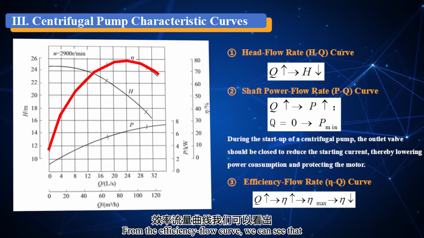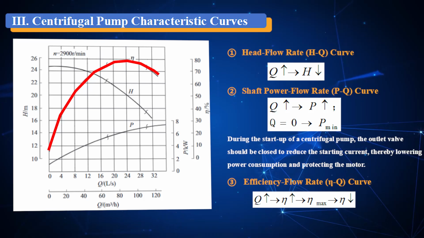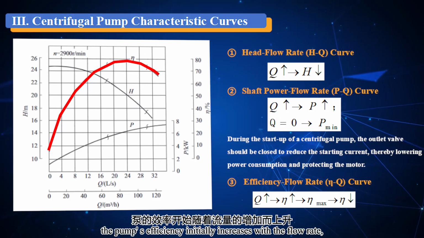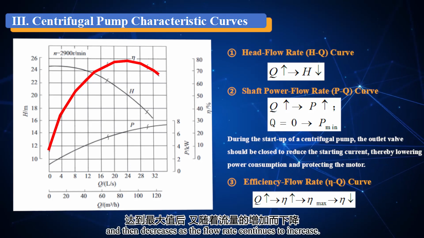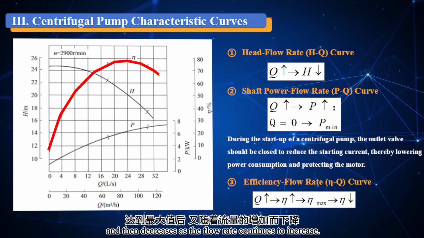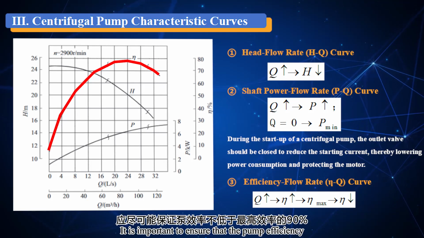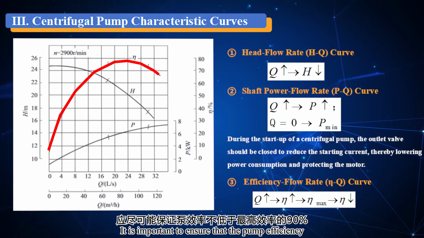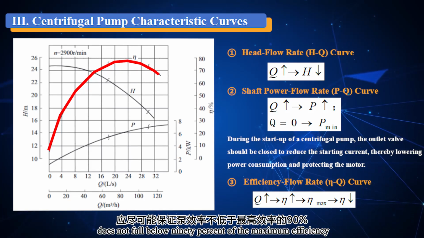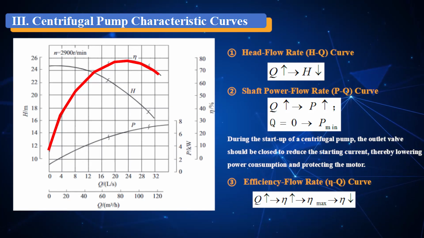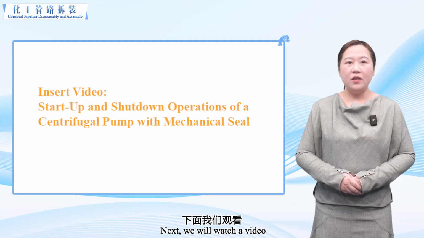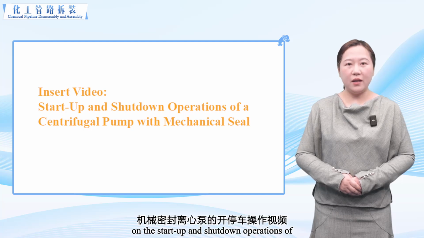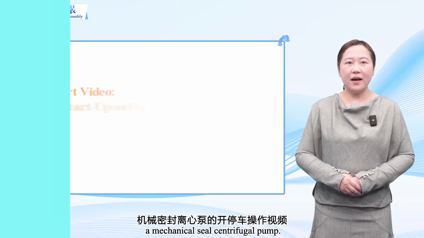From the efficiency flow curve, we can see that the pump's efficiency initially increases with the flow rate, reaches a maximum, and then decreases as the flow rate continues to increase. It is important to ensure that the pump efficiency does not fall below 90% of the maximum efficiency to reduce energy consumption. Next, we will watch a video on the start-up and shutdown operations of a mechanical seal centrifugal pump.